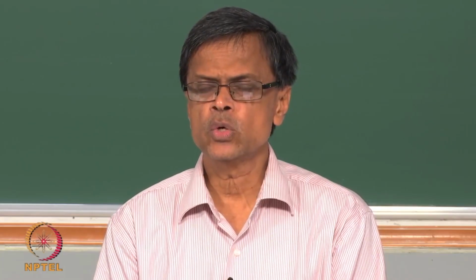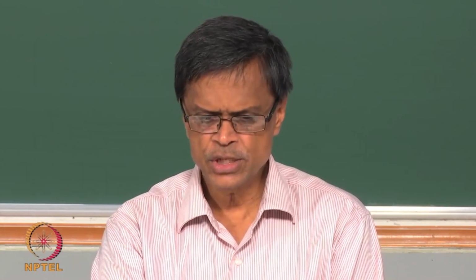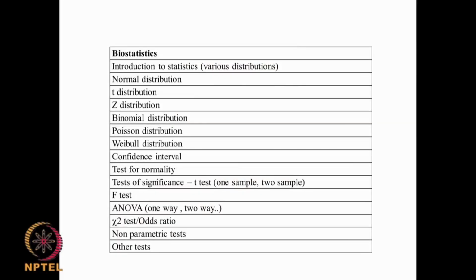We will continue on the course on biostatistics and design of experiments. So as I mentioned, in this course I am going to talk about biostatistics, that is the part 1 of the whole thing, and then comes the design of experiments. In biostatistics we are going to look at a large number of distributions like a binomial distribution, Poisson distribution, Weibull distribution, T distribution, Z distribution, normal distribution and so on.